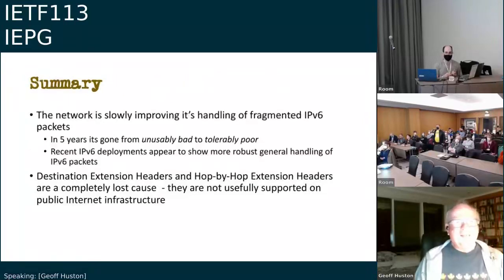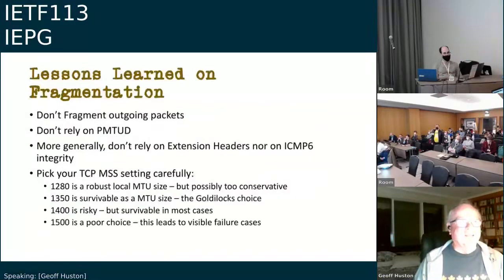99.5. So the issue is, over time, the handling of fragmented packets has gone from just unusually, horribly, toxically bad to, yeah, pretty bad. You're still bad. More recent deployments show basically better handling of the fragmentation header, but for hop by hop and extension headers, ain't nothing happening in the public internet infrastructure.